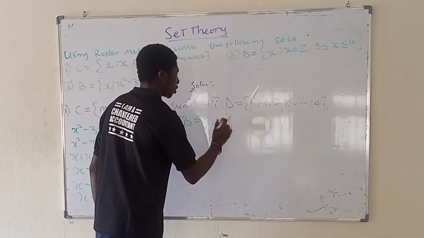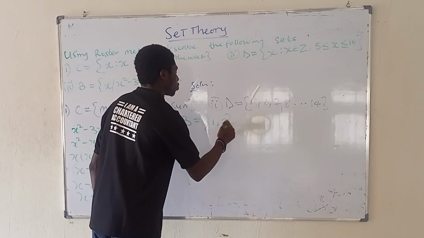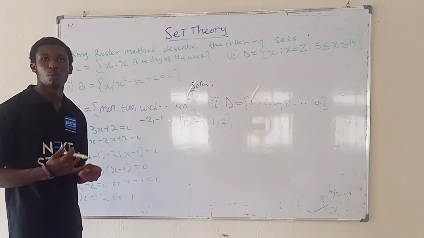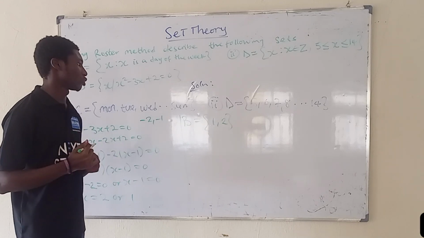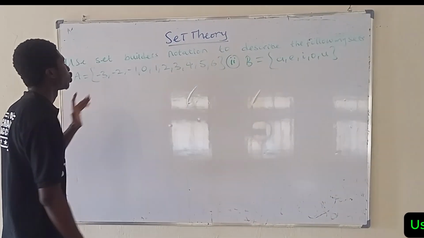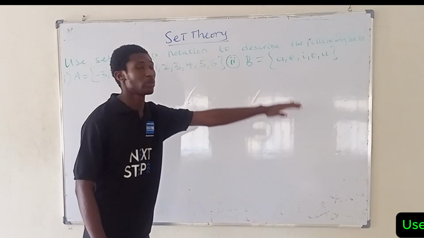We have 1, 2. Let's do it this way. So this will be the answer to this. So let's look at one more example before we head over to the next step. We have another example. We say we use set builder's notation to describe the following set.